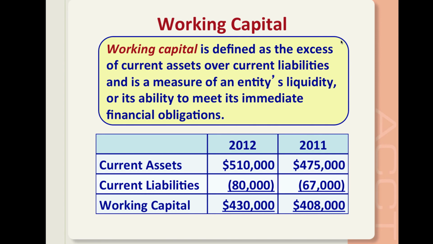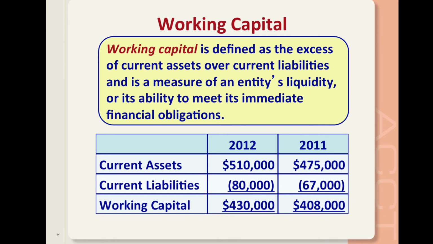The next one we're going to take a look at is working capital. Working capital is defined as the excess of current assets over current liabilities. And it's a measure of an entity's liquidity or the ability to meet its immediate financial obligations. Let's notice here that Robin's working capital has increased by $22,000. $430,000 minus $408,000 gives us the $22,000 from the prior year.